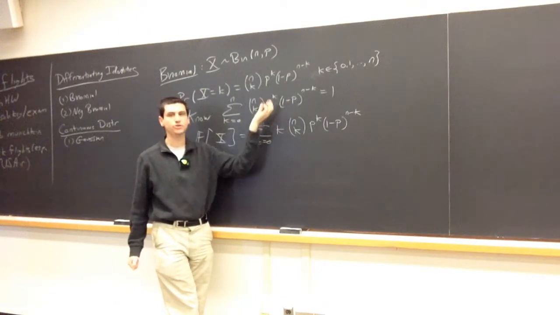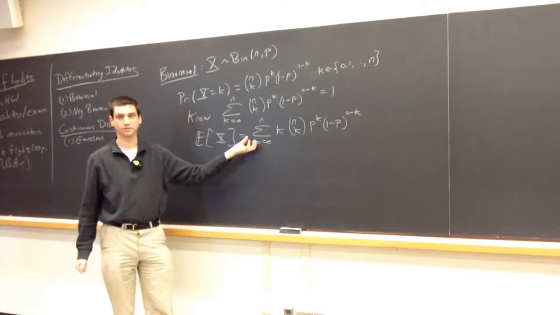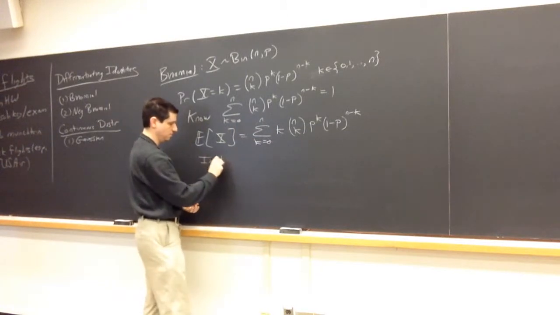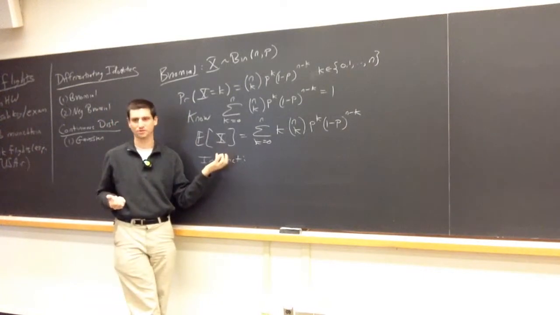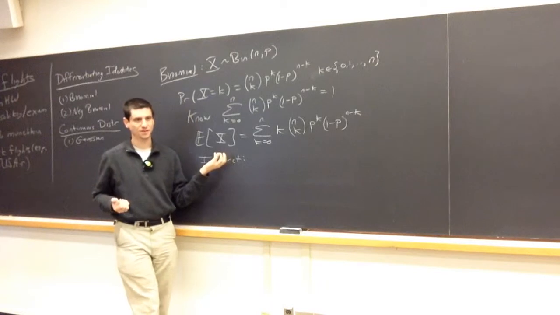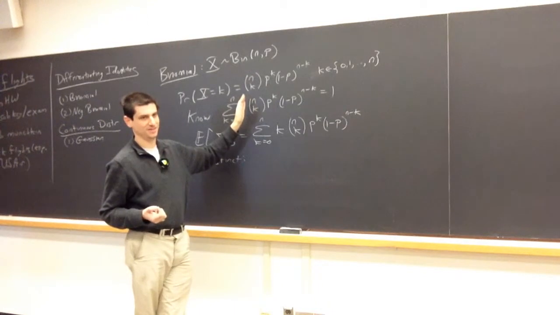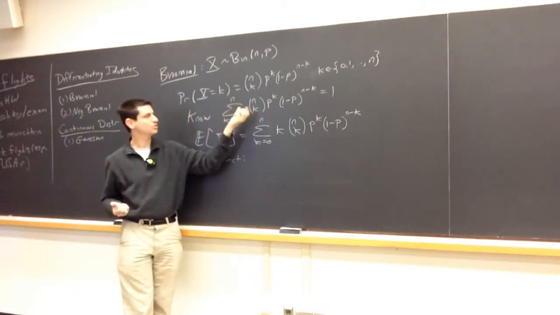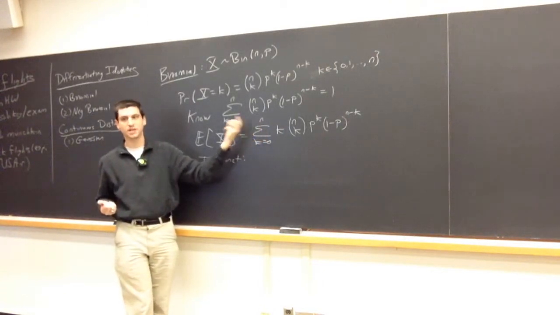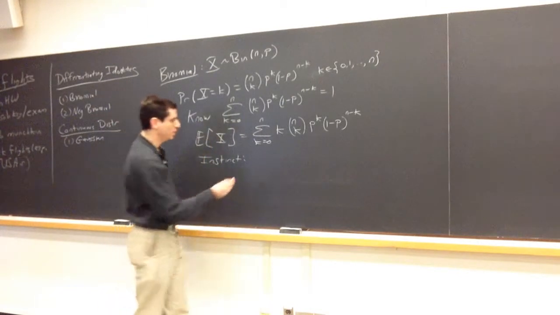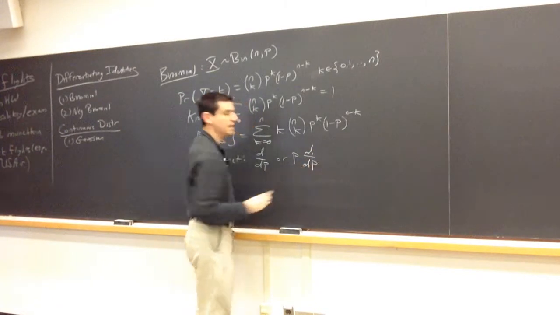Your natural thought is, what should you do? What's your instinct to get from here to here? You've got to have some instincts by now. What would you try to do? Well, you're summing over k. You can't just multiply by k, right? What could we do to try to get from here to here? Take the derivative with respect to p. So we could try d by dp, or maybe p d by dp. These are the natural things to try.